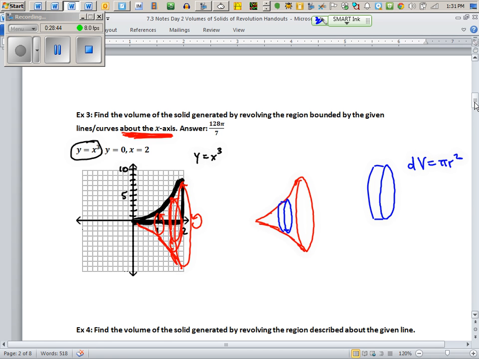dx or dy on this one, look at the way these are pointing in space. These are clearly horizontal widths to these discs, so we're going to go with dx. Make sure you write that differential. It's super important, right?